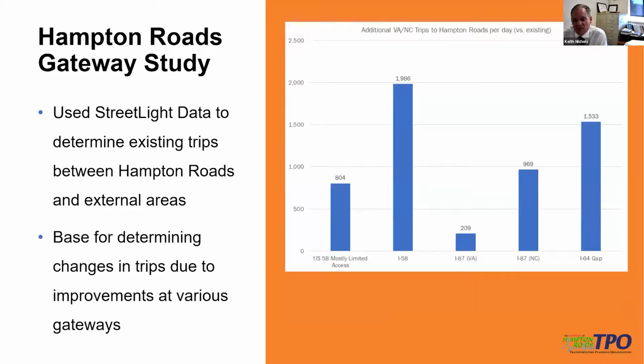So based on the StreetLight data and a model that we put together, it looks like one of the routes that would be most likely to provide additional trips, in this case between Virginia and North Carolina, would be improving what we call Route 58 to the I-58 option, which is making it a limited access facility entirely between our region and I-95. So it's definitely good to have StreetLight data to be able to know where people accessing our region are coming from.